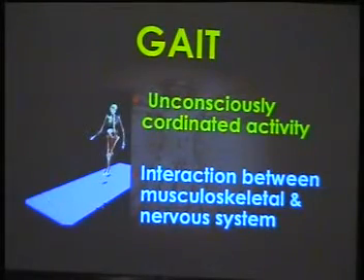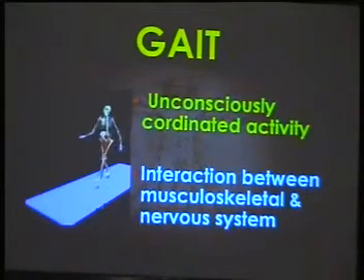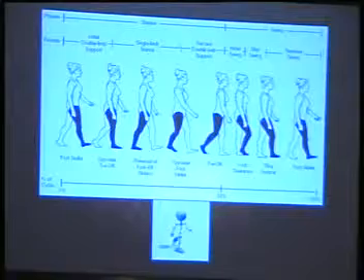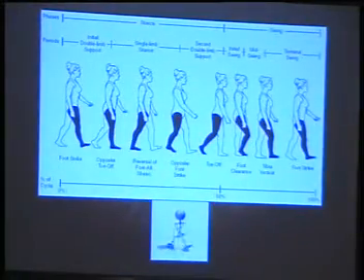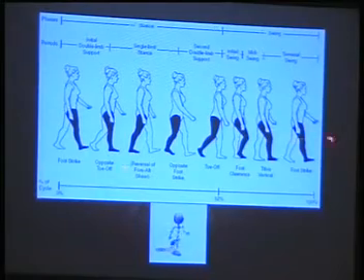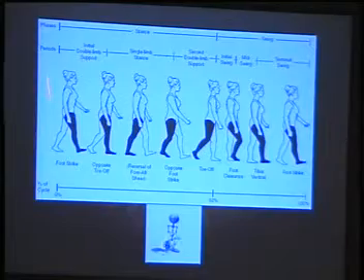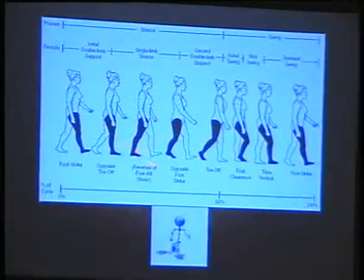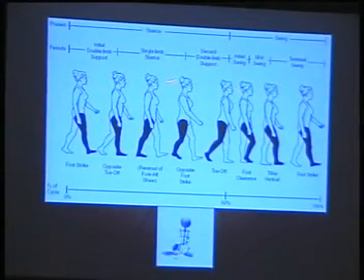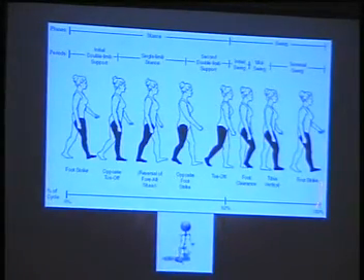What is gait? Gait is unconsciously coordinated activity. It's the interaction between the musculoskeletal and the nervous system. If you look at the gait cycle, that means once the heel strike occurs, and when that leg is off the ground, and again the heel strike occurs, that is a gait cycle. It is basically divided into stance phase and a swing phase. Now if you look at the stance phase, the limb is in touch with the ground. In the swing phase, it is off the ground.